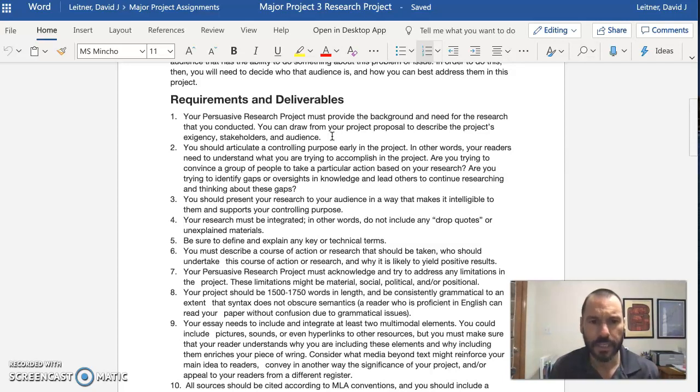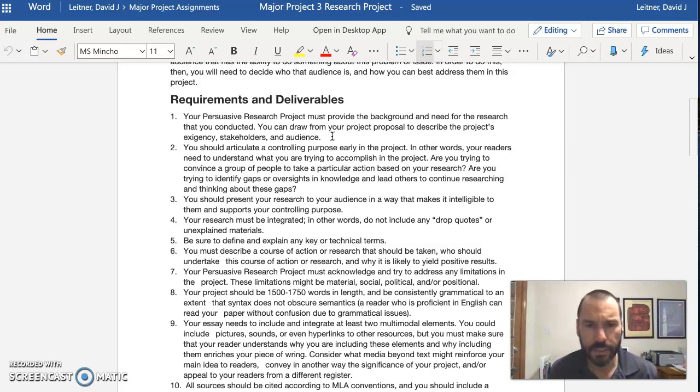Okay, 2, you should articulate a controlling purpose early in the project. In other words, your readers need to understand what you are trying to accomplish in the project. Are you trying to convince a group of people to take a particular action based on your research? Yes, you are. Are you trying to identify gaps or oversights in knowledge and lead to continuing researching and thinking about these gaps? That might be another thing that you're doing, okay? So this would be another heading called purpose, okay? So background, first heading. This would be another heading called purpose. And again, I could see this being 1 or 2 paragraphs.